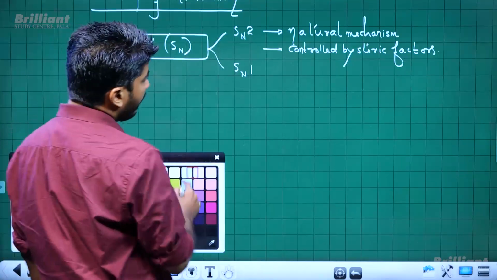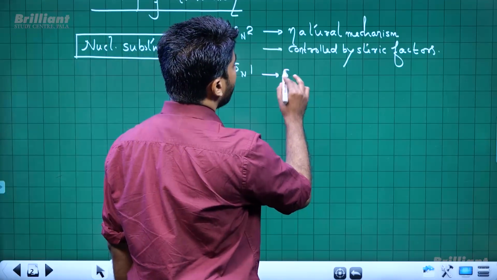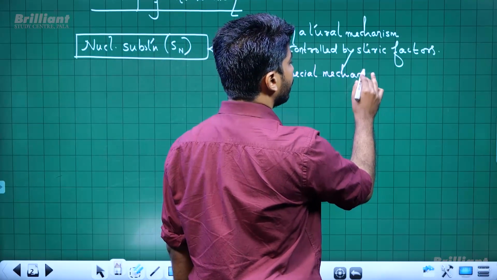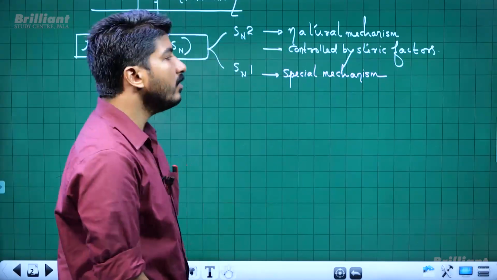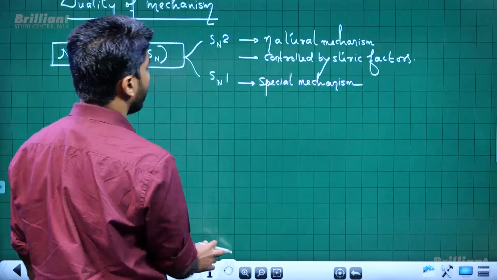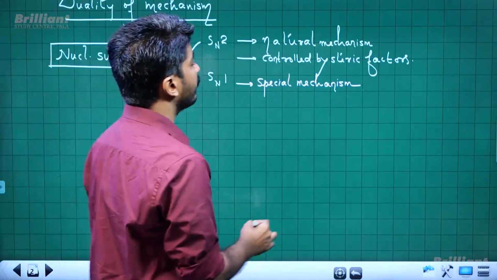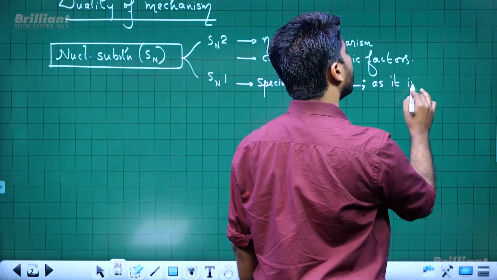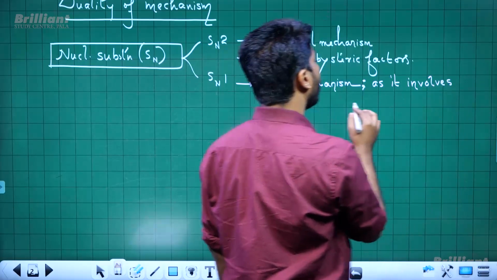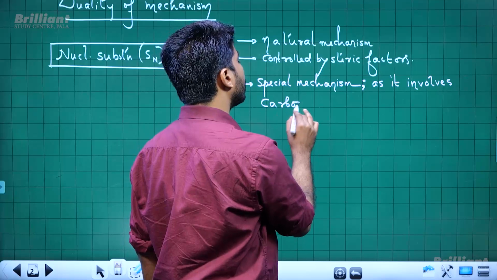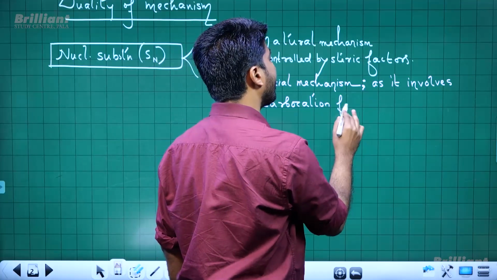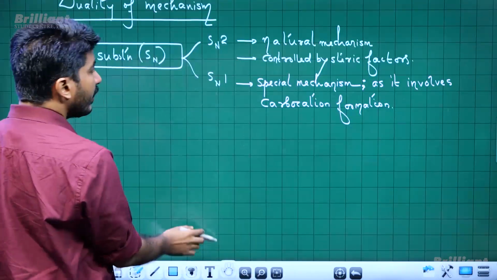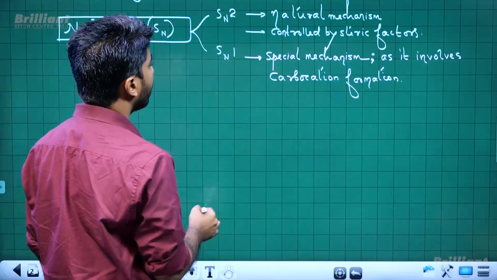And SN1, I will call it a special mechanism because there is a carbocation formation. Carbocation is a very less stable species, so such a species has to form in the SN1 mechanism. So it is a special mechanism as it involves a carbocation intermediate. And the SN1 mechanism happens only if more than one criterion matches.